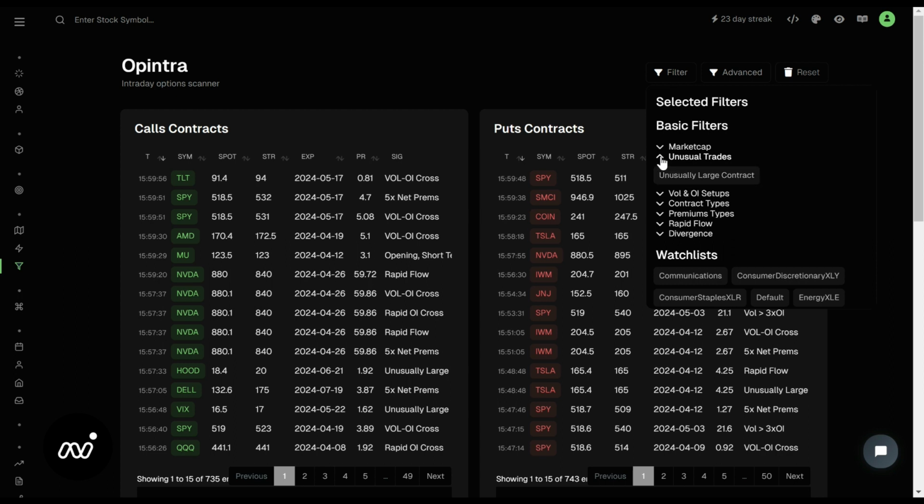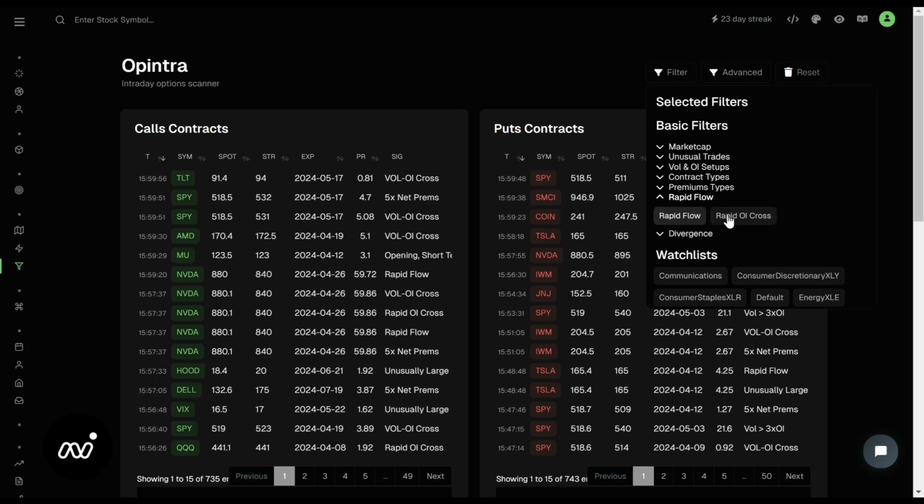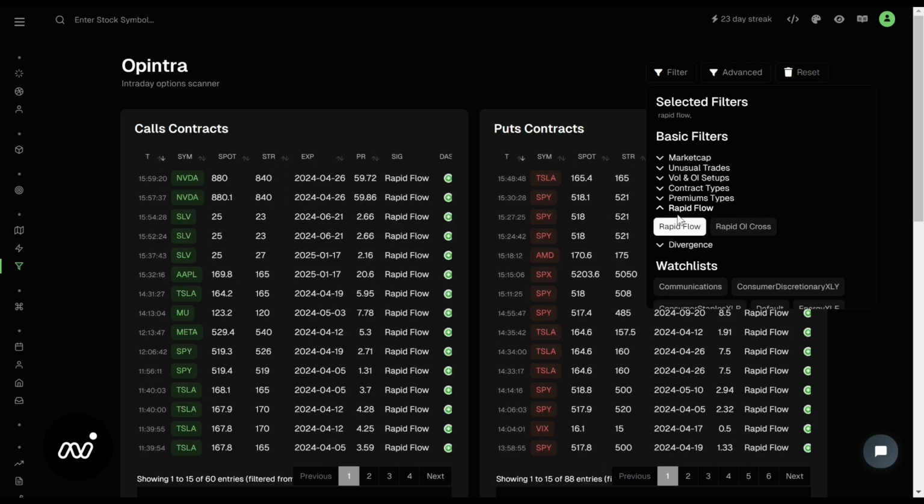If you're looking for some unusual trades, pretty simple. Unusually large contracts, you can click that and it's going to bring some things up. Rapid flow and rapid OI cross. When you click your rapid flow, you're going to see a lot of things that are getting hit very frequently as you go along.